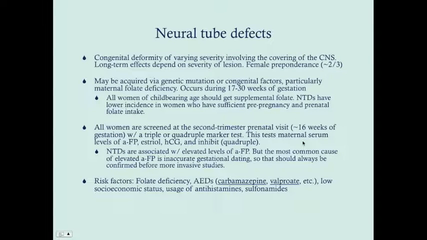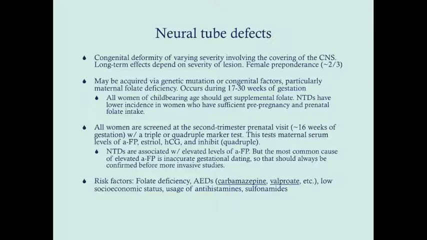So neural tube defects are congenital deformities. This applies to all of them. Congenital deformities of varying severity that involve the covering of the CNS. And the long-term effects are going to depend on the severity of the lesion, and really which lesion it is. Spina Bifida Occulta is much less severe than Myeloschisis.